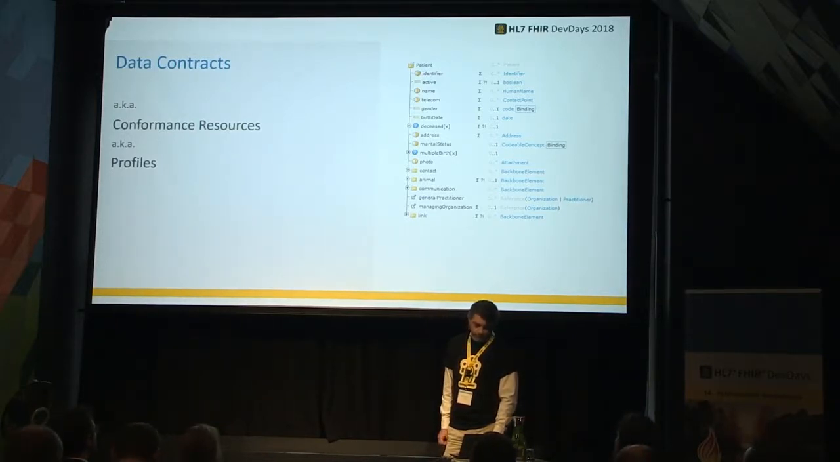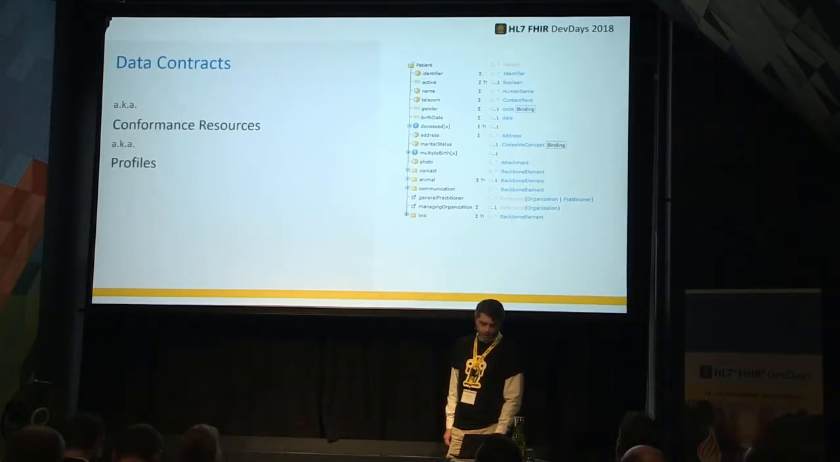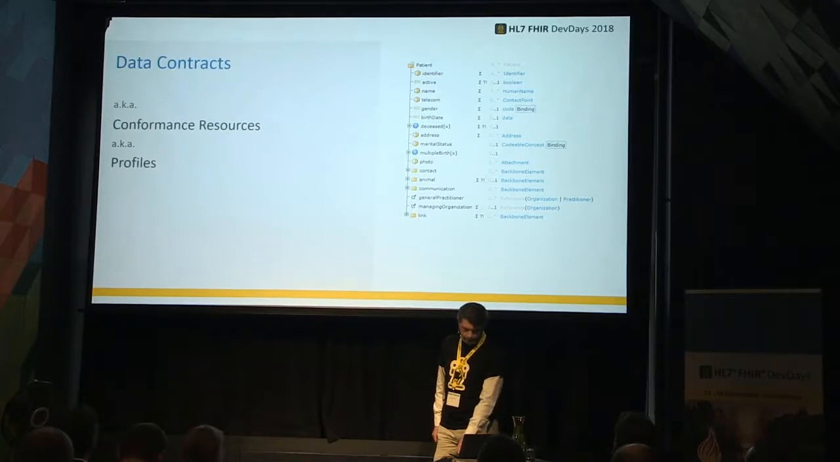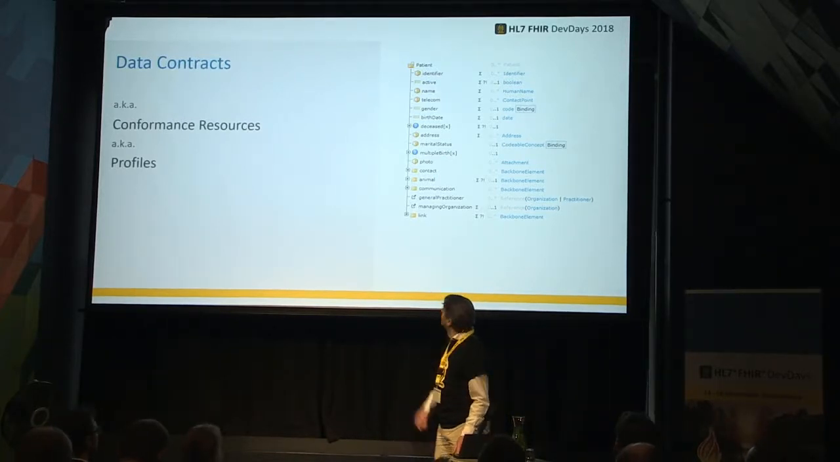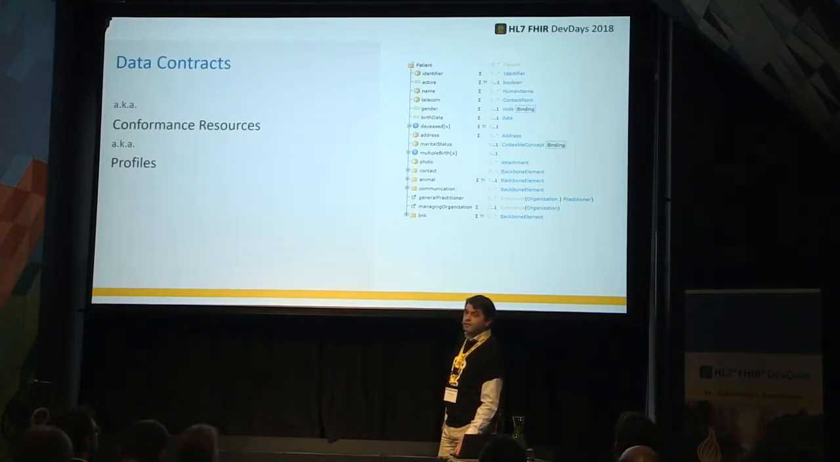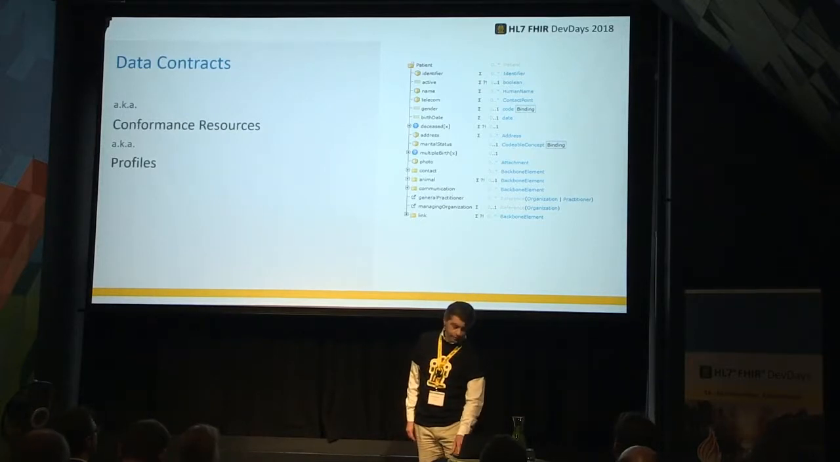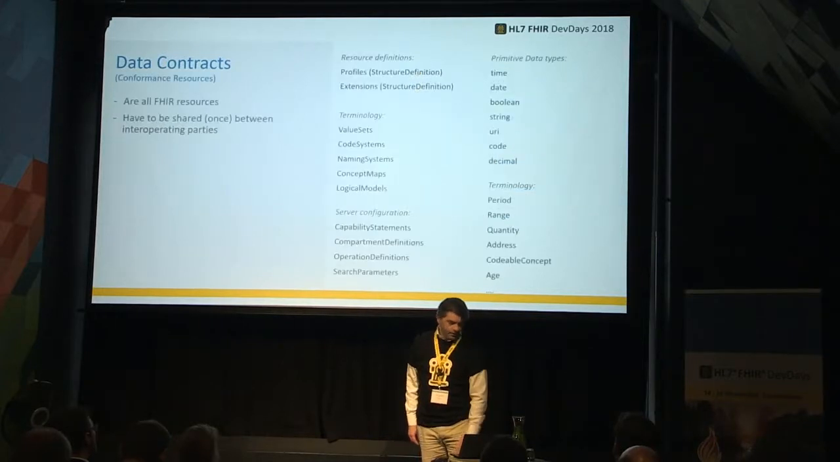So profiles and conformance resources in general are the resources themselves that define all the resources, that define how the messages go over the wire. So they're the definitions of all the messages that are in FHIR. On the right, you see a brief example of how you can present the definition of a resource. I will not go into that today, but you have an indication this way.